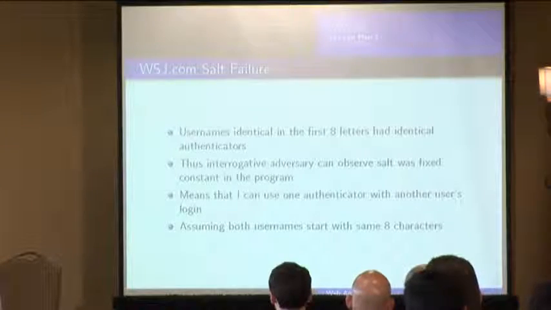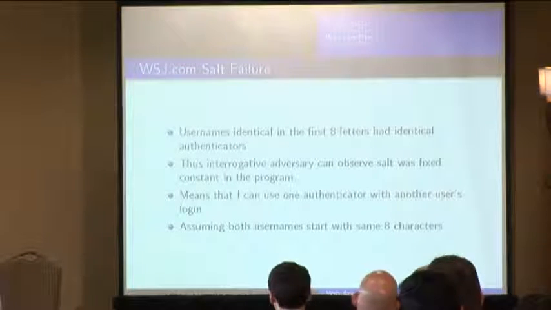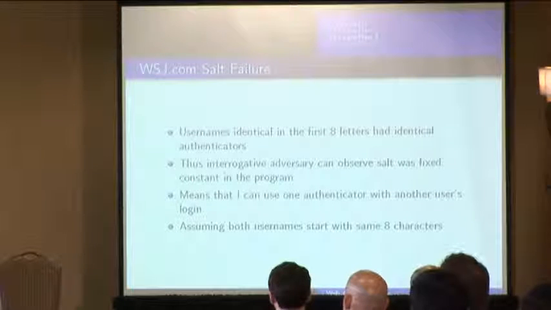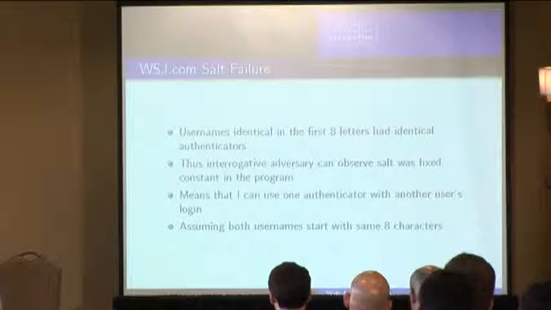Now, the second flaw is that they had usernames identical in the first 8 letters had identical authenticators. Thus, the interrogative adversary, someone who can just interrogate your website and has no special privileges other than that, can observe that the salt was a fixed constant in the program. All you have to do is register 2 names with 8 characters, and then you can see that the authenticator you're getting back is the same. So the salt is fixed. And that means I can use one authenticator with another user's login, assuming both of them start with the same 8 characters.